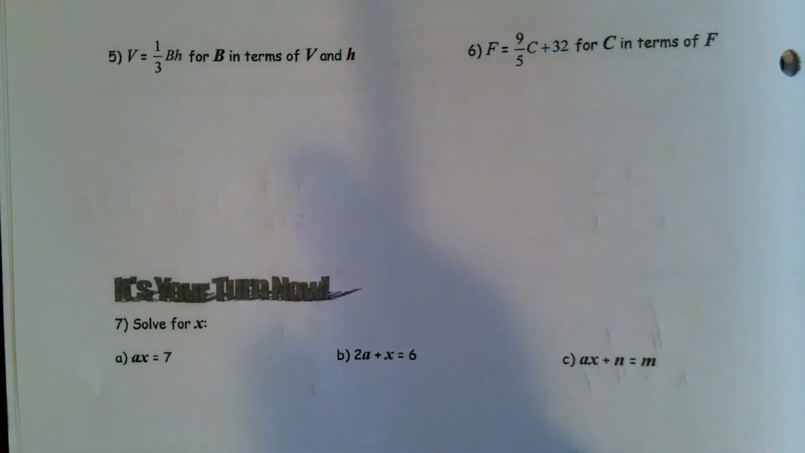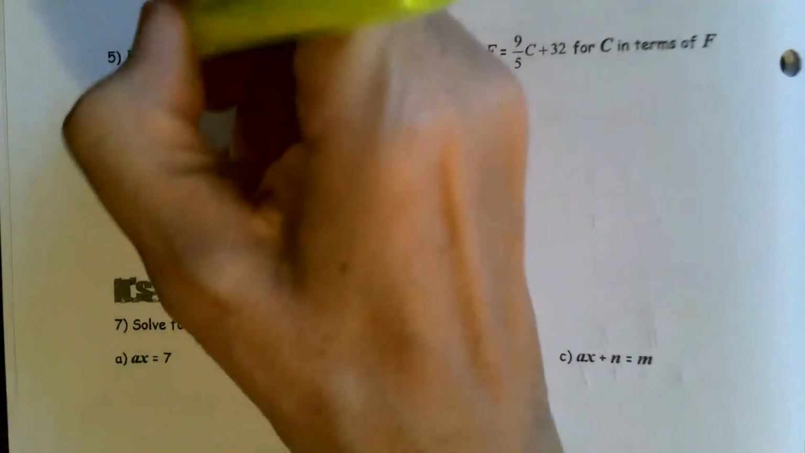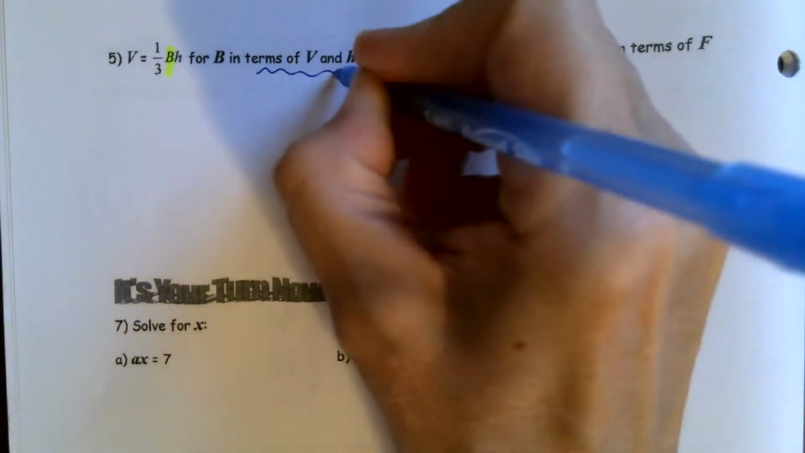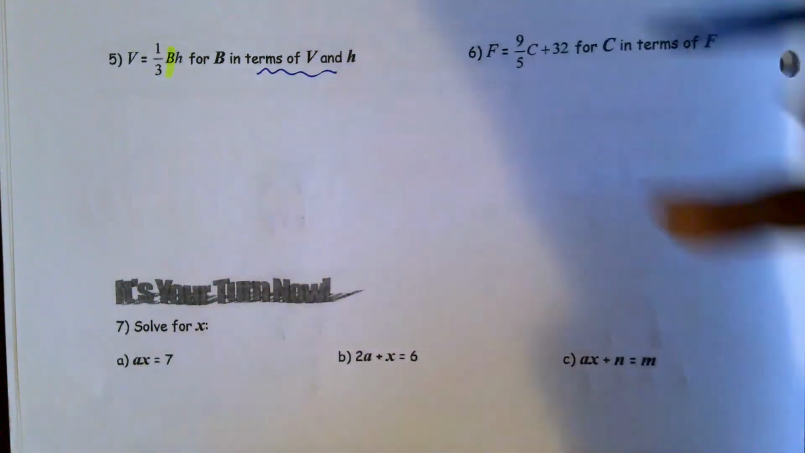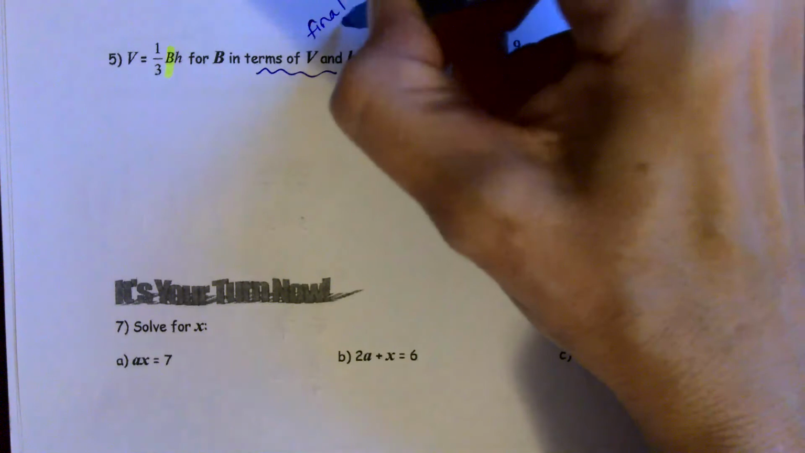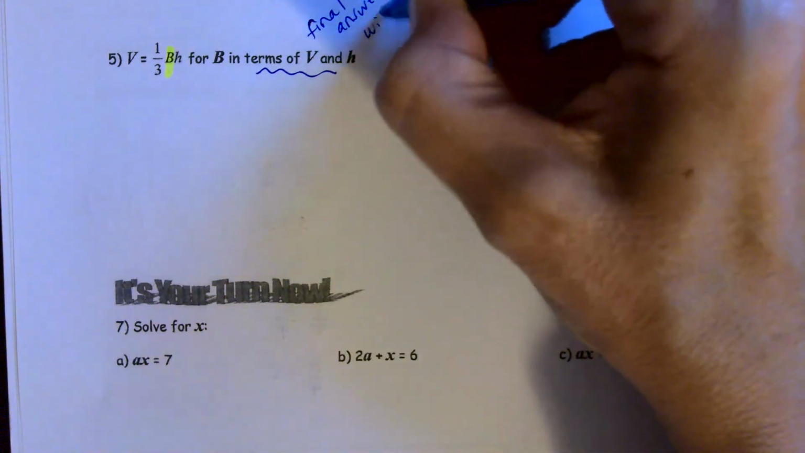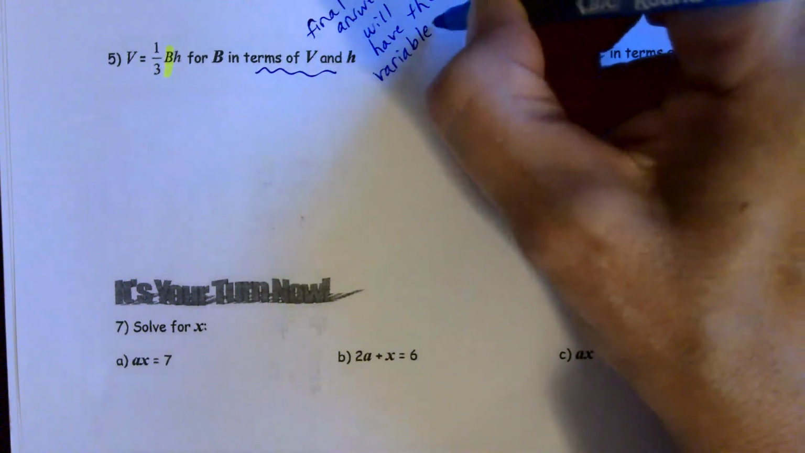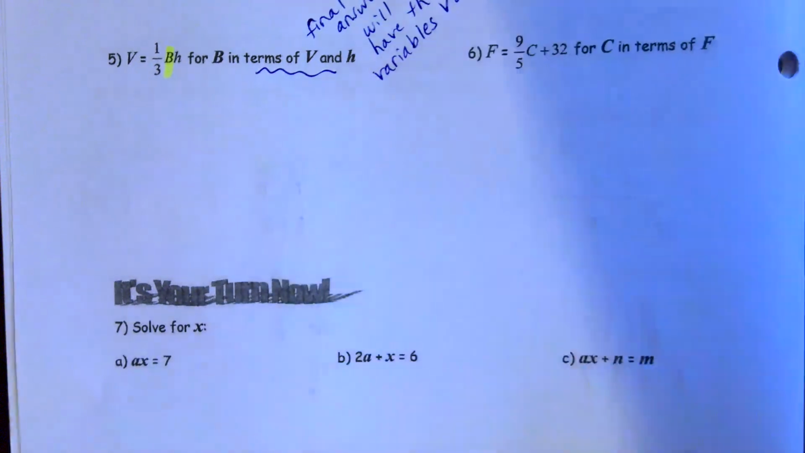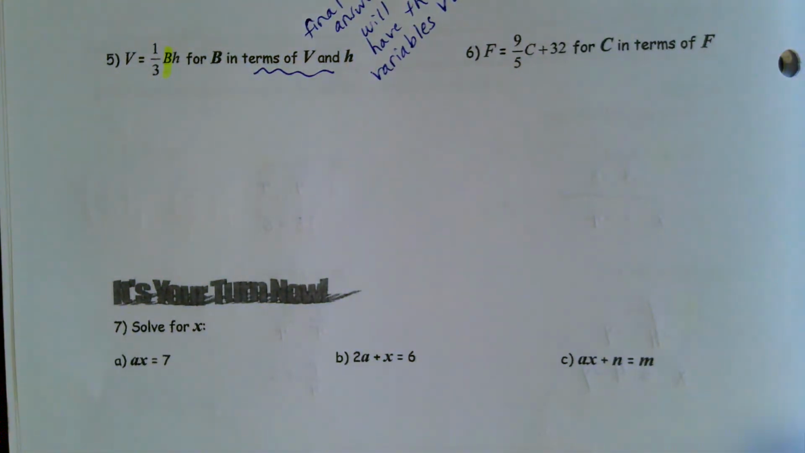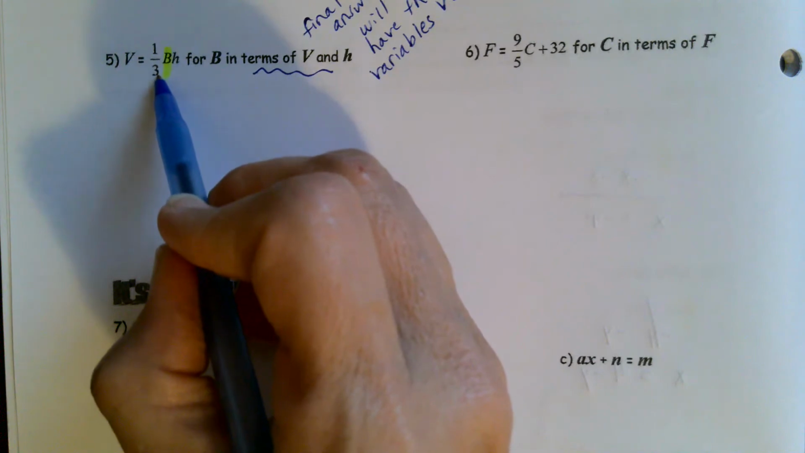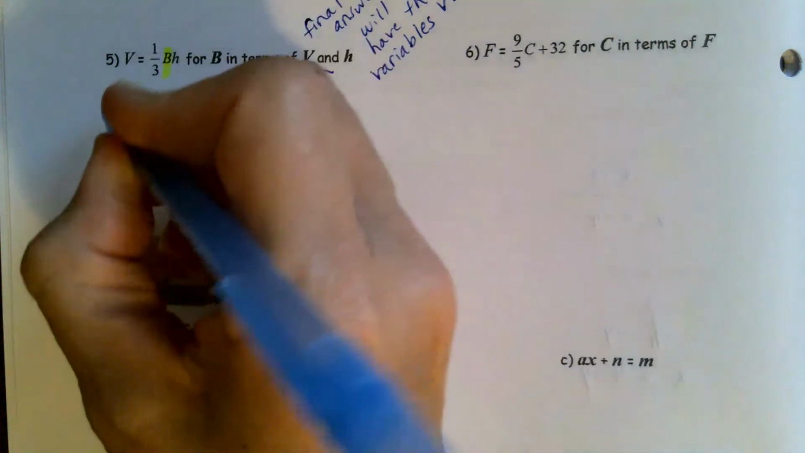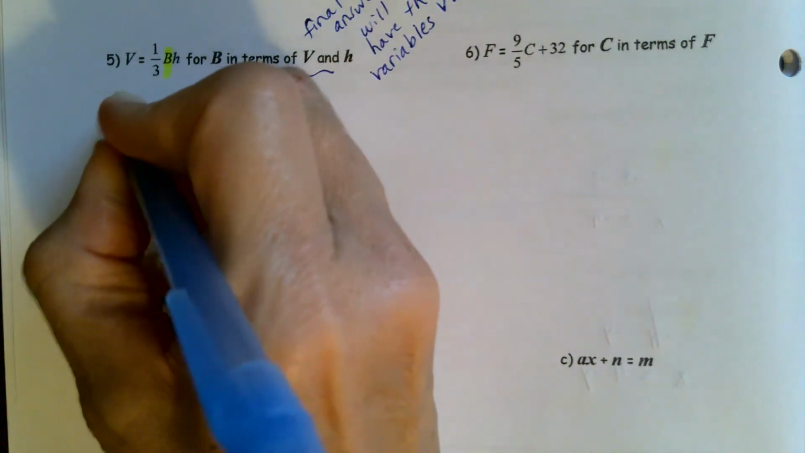Okay, let's take a look at this. We are solving for B, so I'm going to highlight B or box it, in terms of V and H. So when it says in terms of V and H, it is saying your final answer will have the variables V and H in it. That's all that means in terms of V and H. Okay, remember how we get rid of a fractional coefficient. That's right, you multiply it by the reciprocal. So the reciprocal of 1/3 is 3 over 1.